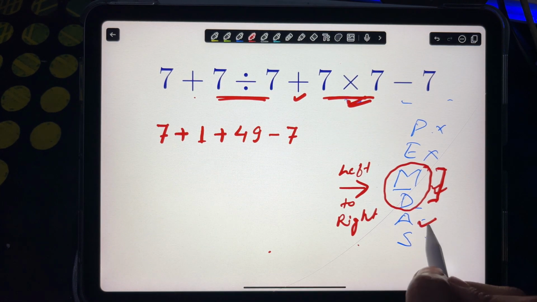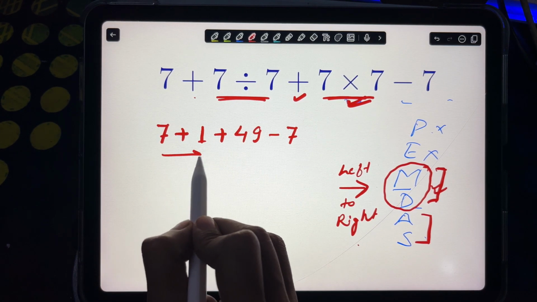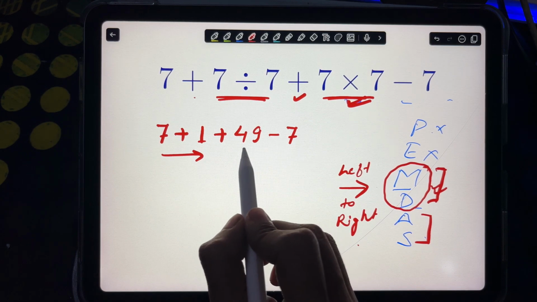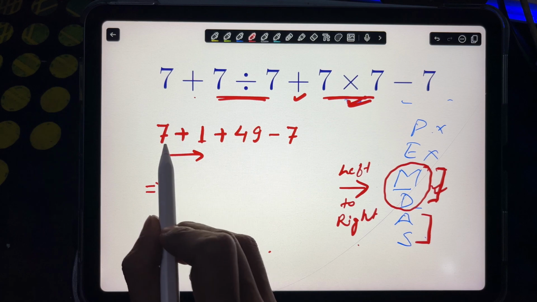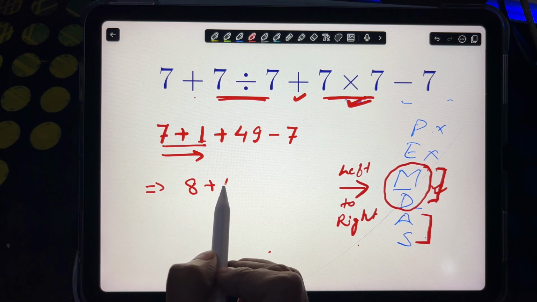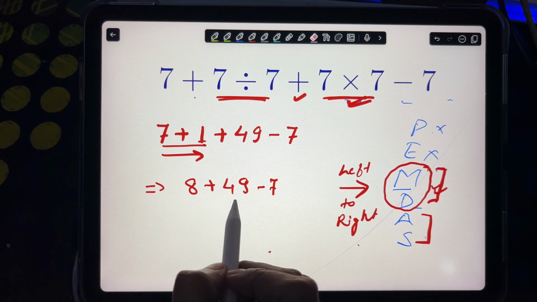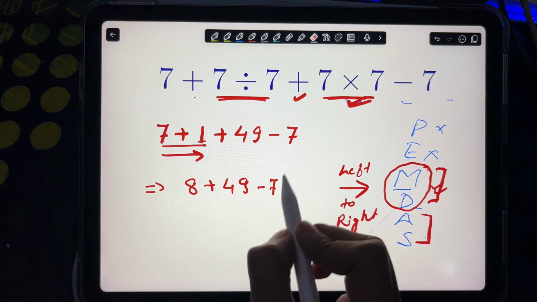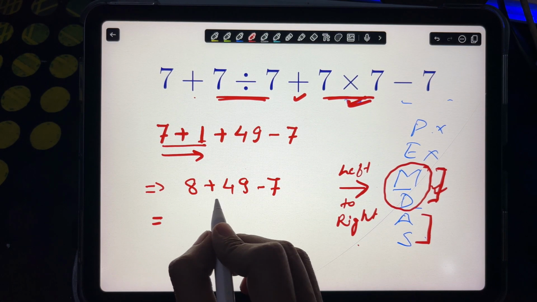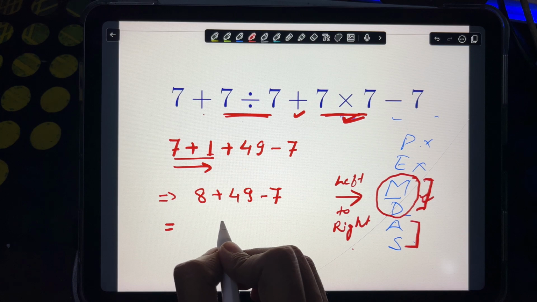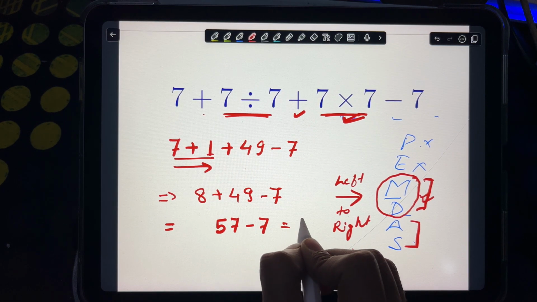Now between addition and subtraction, you can also follow the left to right rule starting from here. Although it doesn't make any difference, you can do subtraction first or addition first, the answer will be the same. So 7 plus 1 is 8. We can subtract here 8 minus 7, or we can subtract 49 minus 7. 7 will be subtracted because it has a negative sign in front of it. So the answer will be 8 plus 49 is 57. Then minus 7, it's equal to 50.